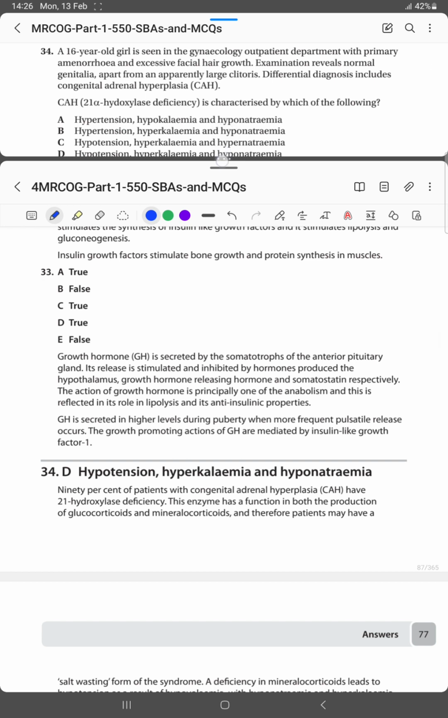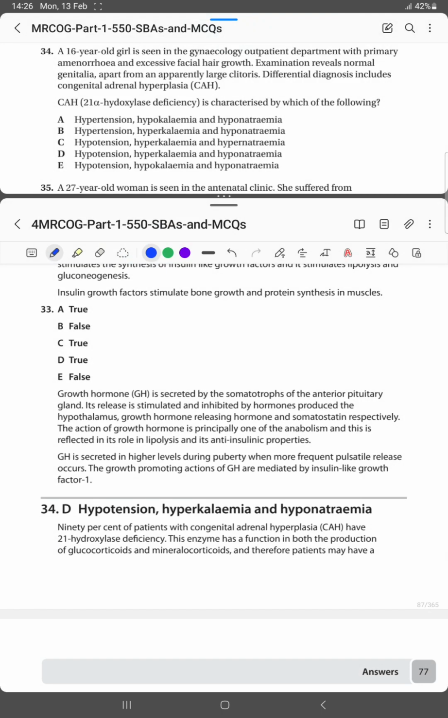A 16-year-old girl in a gynecology OPD with primary amenorrhea and excessive facial hair. There are two properties: property number one is primary amenorrhea, and the second is excessive facial hair growth. Examination reveals normal genitalia, apart from an apparently large clitoris. The differential diagnosis is congenital adrenal hyperplasia.